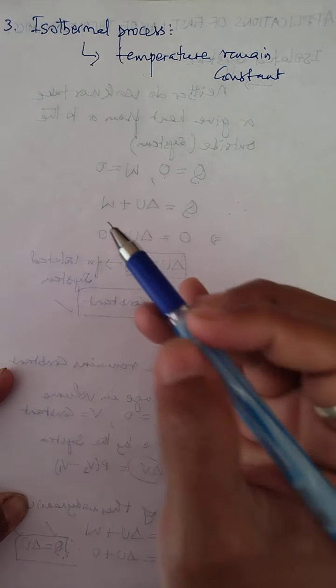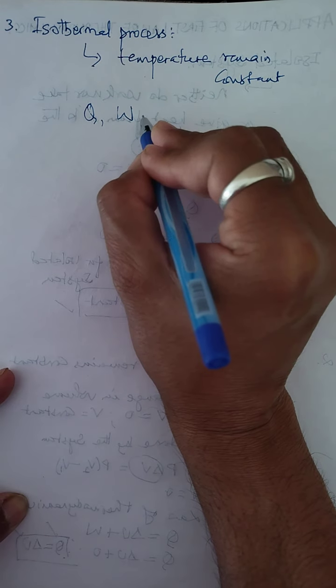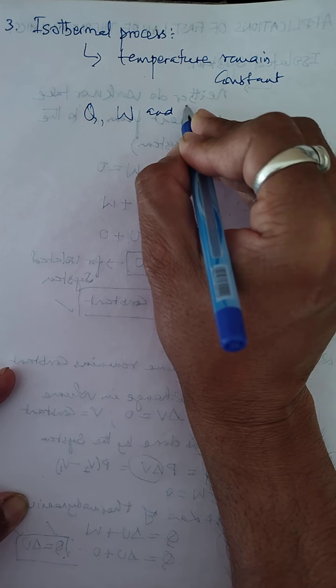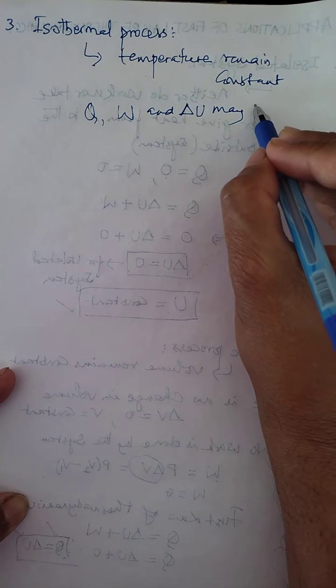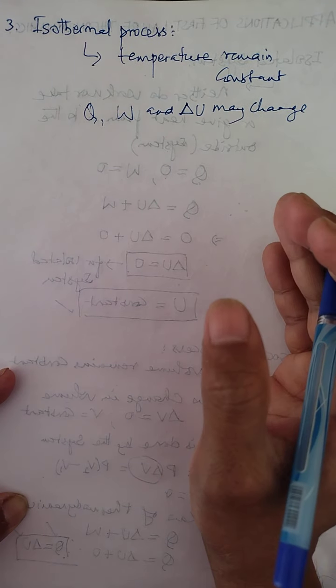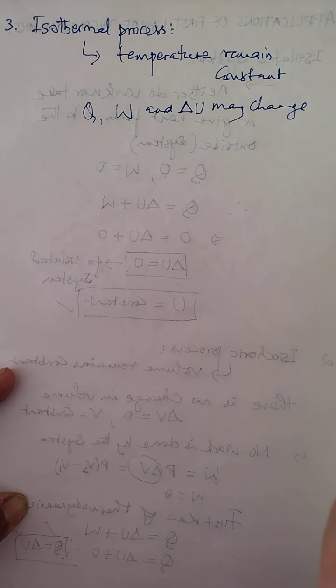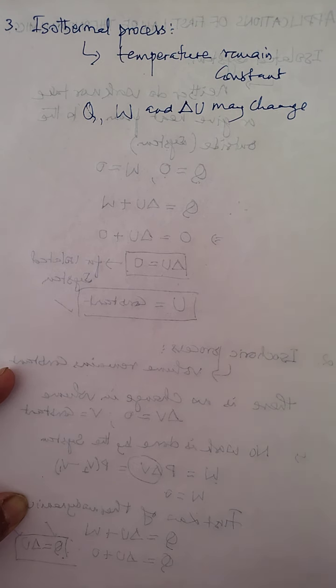So in this process, the temperature remains constant, so the values of Q, the amount of heat, W, the work done, and the internal energy may change, which means all the quantities may change. But if I take the system as a gas, and that gas is an ideal gas, meaning a theoretically considered gas that follows the laws known as Boyle's law, Charles' law, and the gas equation. These are called ideal gases. And children, you learn the details of ideal gases in the chapter Kinetic Theory of Gases.